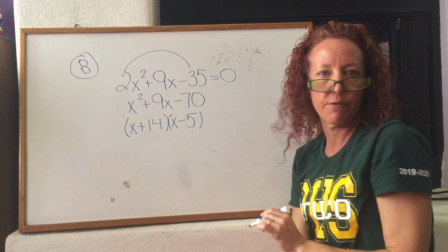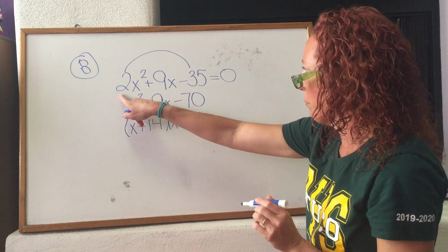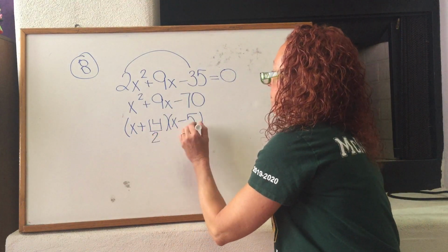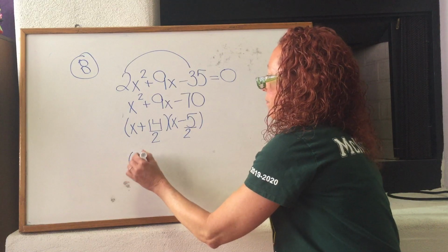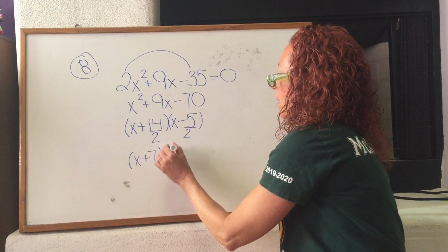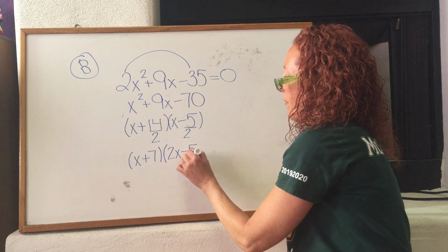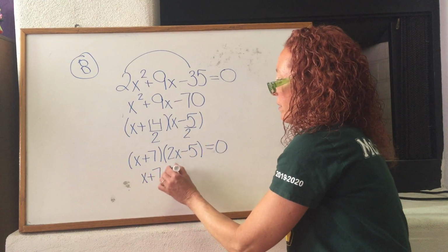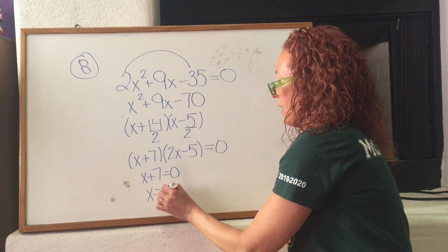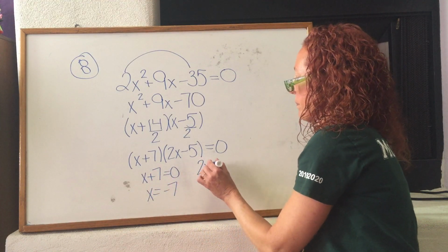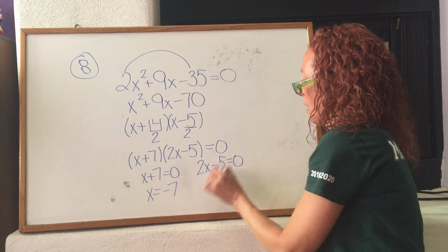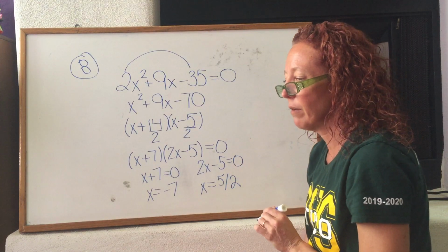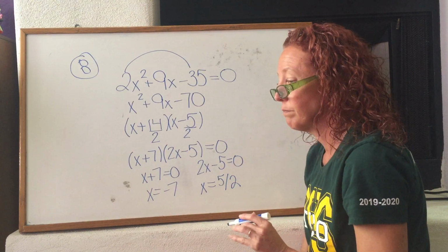One needs to be a positive, one needs to be a negative. If I multiply by that 2 in this first step, I need to go back and divide. So I end up with x plus 7 and 2x minus 5. And when I set each of those factors equal to 0 and solve, this one gives me negative 7. And this will give me positive 5 halves, making the correct answer C.